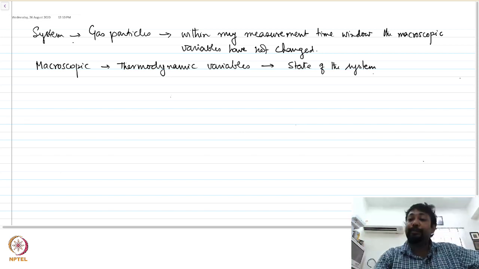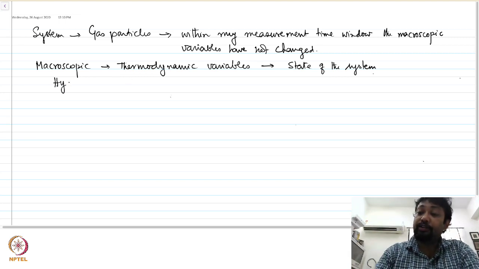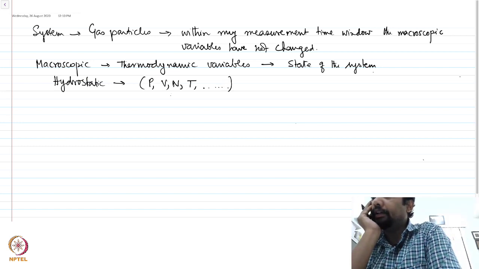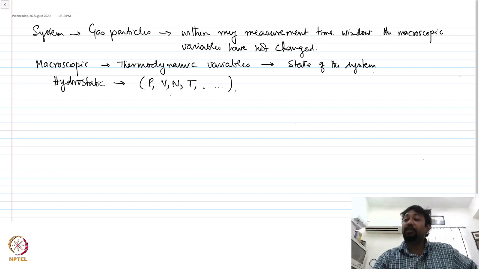So for this particular system of N gas particles contained within a container, if I want to change the temperature, then it goes to a new thermodynamic state. If I change the pressure, it goes to a new thermodynamic state. So for gas particles, or we shall write generally as a hydrostatic system, it is described by P, V, N, T, U. The thermodynamic state of the system is very clearly defined by these thermodynamic variables, by these macroscopic variables. So if you change any of these, for example, if you change the pressure, the temperature, or the particle number, which means you also change the density, then it goes to a different thermodynamic state.